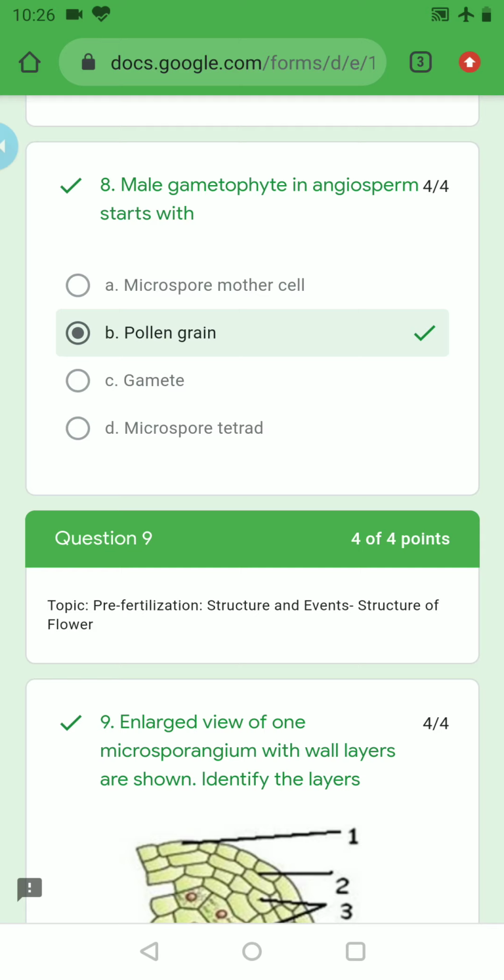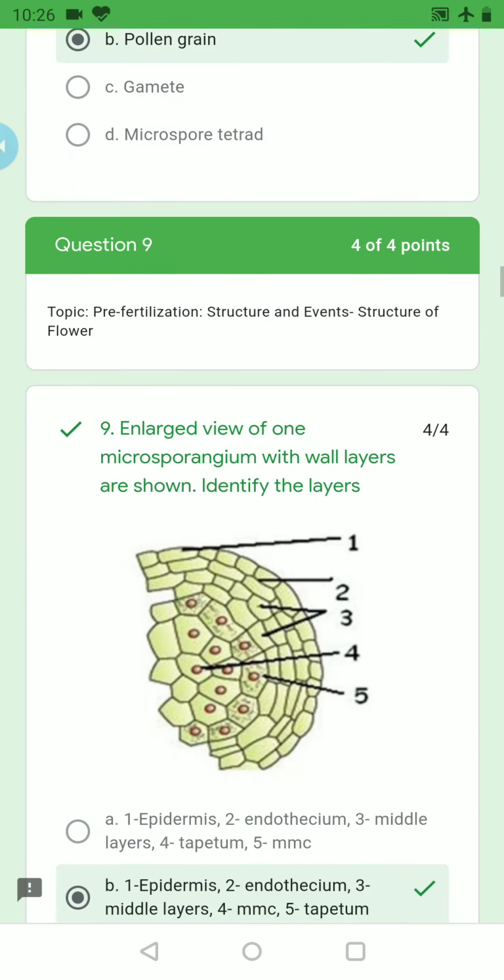The pollen grains are generally spherical and they measure about 25 to 50 micrometer in diameter. These are all things we have discussed, isn't it? So the option B is the right answer. It's an easy question.